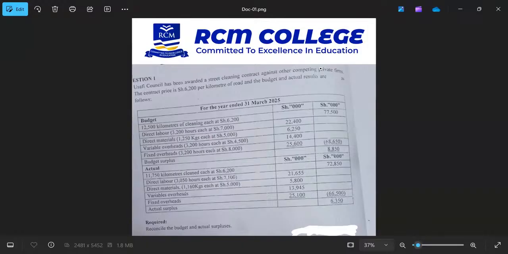So let's see. We are told Usafi Council has been awarded a street cleaning contract against other competing private firms. The contract price is 6,200 per kilometer of road, and the budget and the actual results are as follows. So they want us to reconcile the budget. You can see budget surplus here, right? 88 what? 50 vis-a-vis what here? Actual surpluses. So basically, they want you to get all the types of variances: material price variance, material usage variance, labor rate variance, labor efficiency. Go to variable overheads, go to fixed overheads, go to sales variances. And then you do that table that I've shown you how to do.